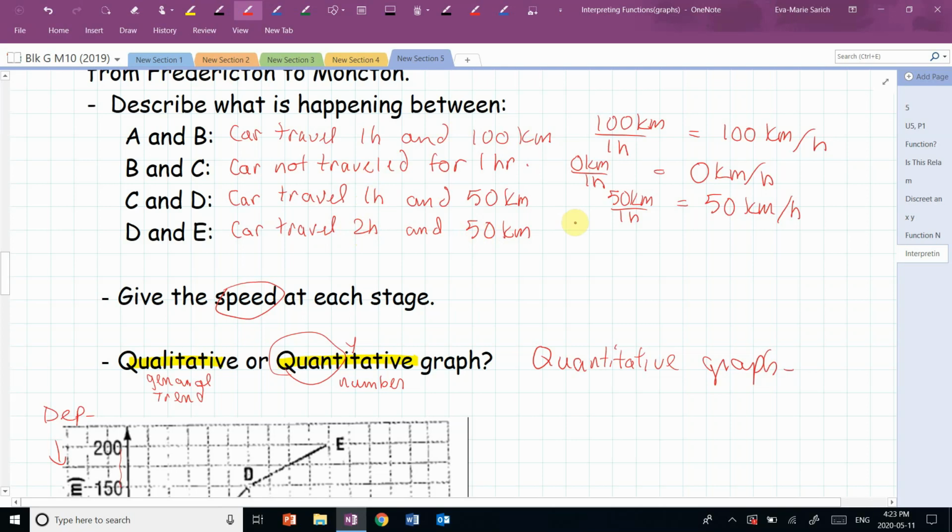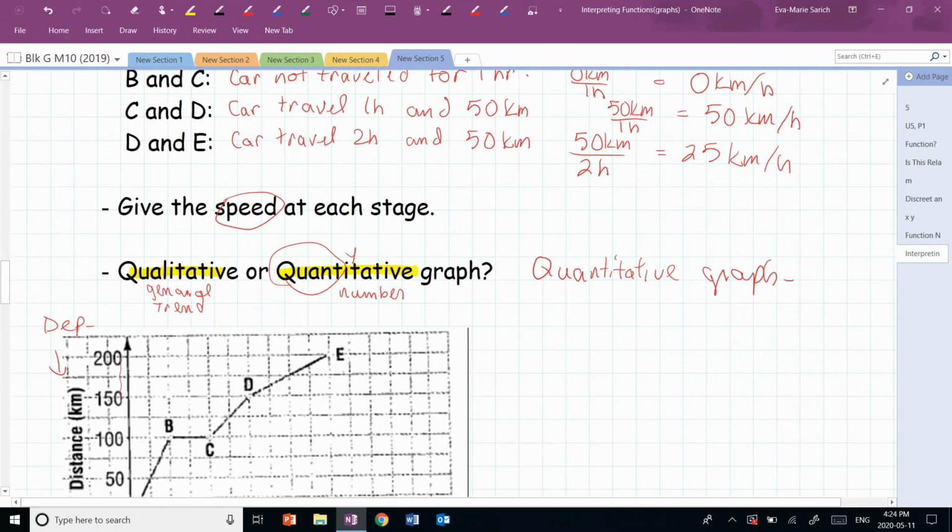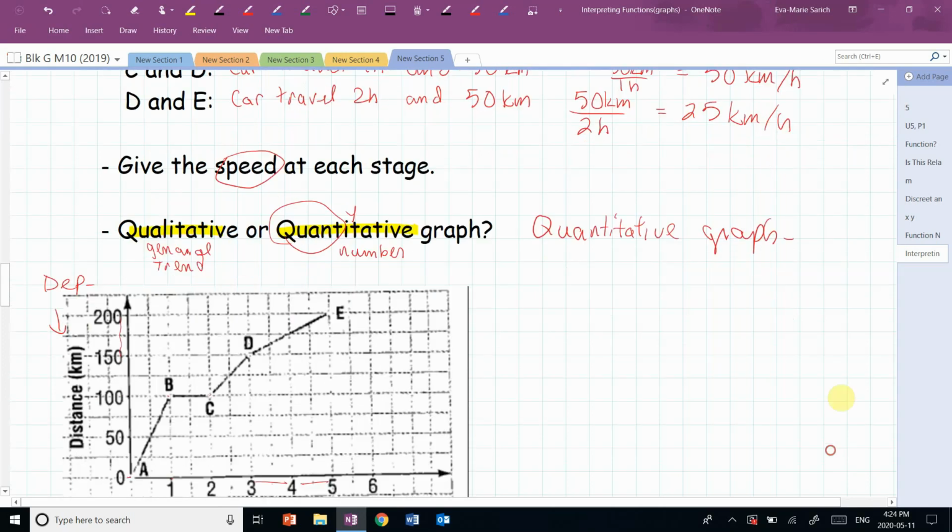So let's work out the speed. We're going to take 50 kilometers and divide it by 2 hours. 50 divided by 2 is going to give us 25 kilometers per hour. So now they're traveling quite slow. Either this is some kind of construction zone, or maybe it is gridlock. There's some kind of accident on the freeway and they've really had to slow down. So we can actually determine things like speed from graphs that have numbers, or quantitative graphs, okay?